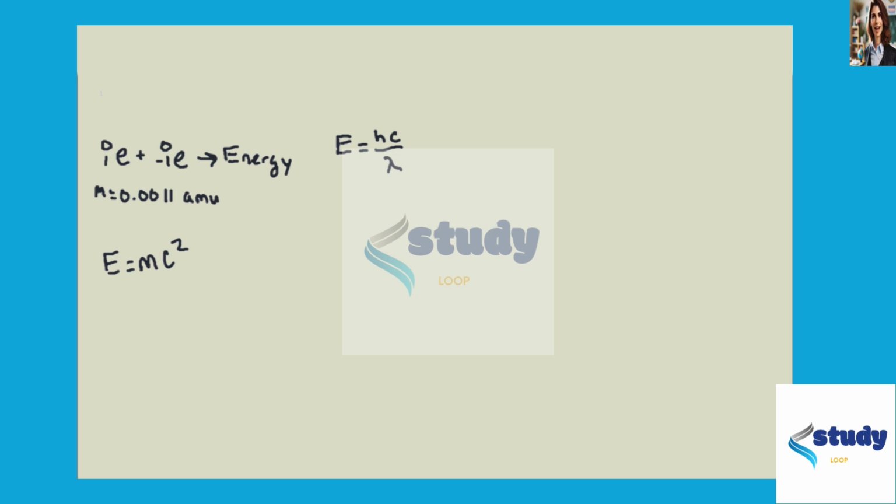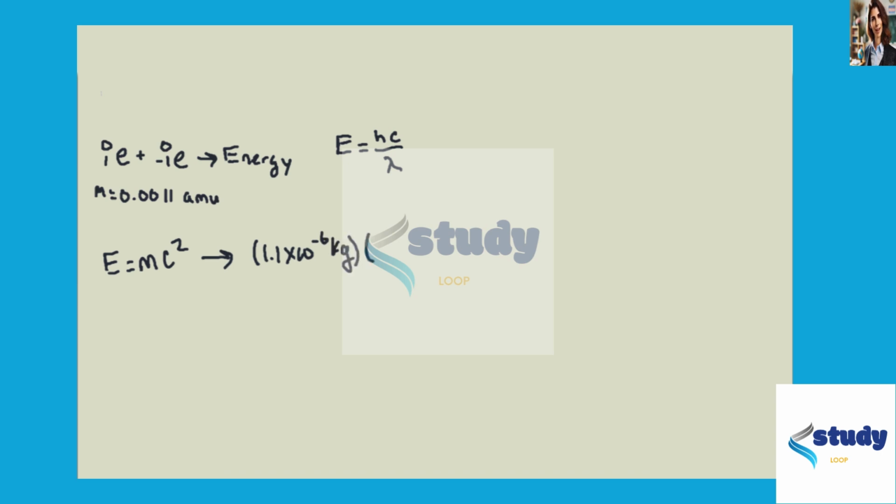So the first thing that we need to do for this problem is determine how much energy the positron and the electron can produce. We're going to do that using the E equals mc squared equation. So the total mass of a positron and an electron is 0.011 AMU. This equates to 1.1 times 10 to the negative 6 kilograms.